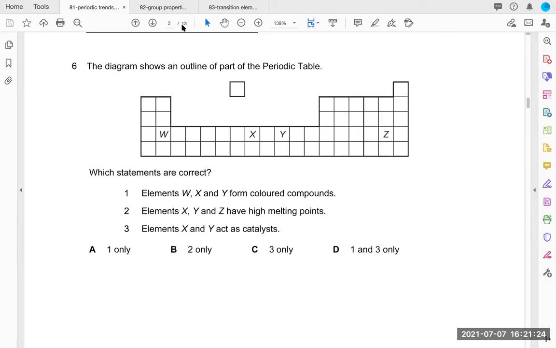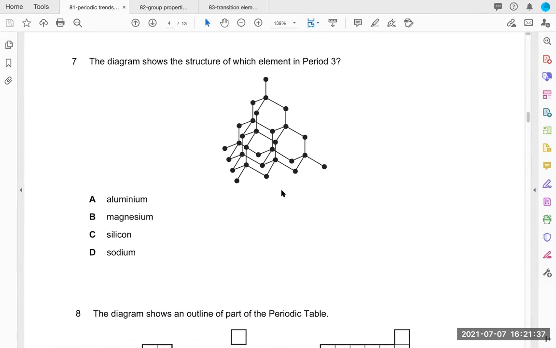Element X and Y act as catalysts. We know that because they are transition metals, so they do act as catalysts. They have variable oxidation states and they form colored compounds. So we know that. So it's only 3 is right. The diagram shows structure of which element in period 3. So it is in period 3, so it can't be carbon, right? But the structure looks very similar to what carbon does. Every atom is attached to 4 others, so it must be silicon. Okay, so it must be tetrahedral structure. Every carbon is attached to 4 others, must be silicon.